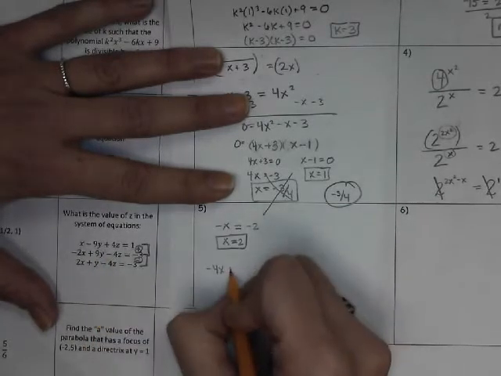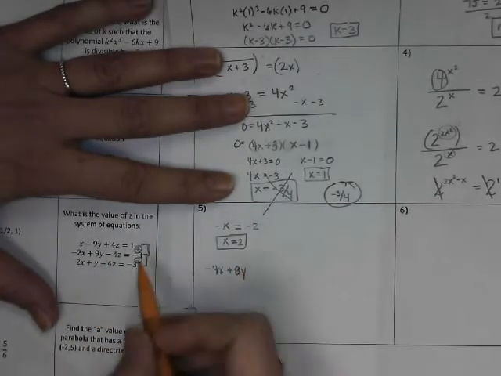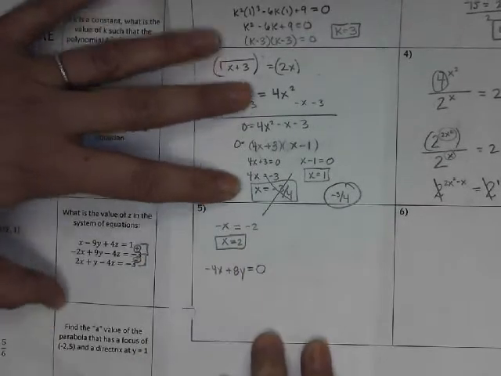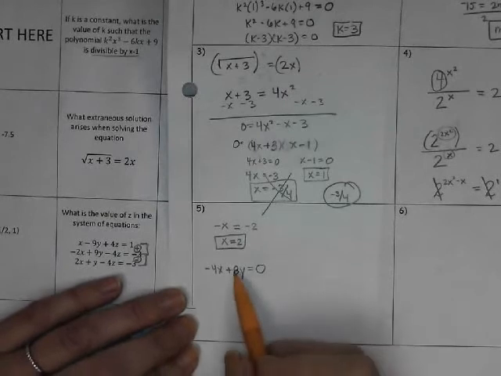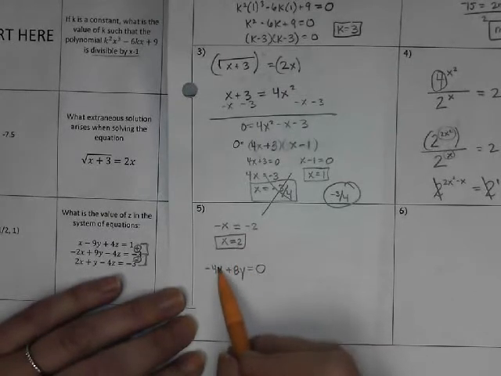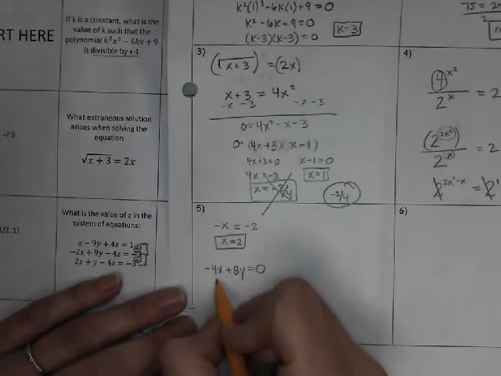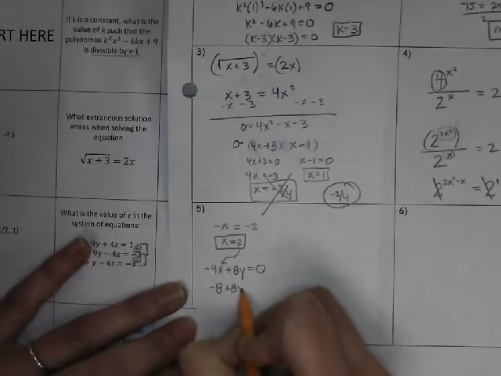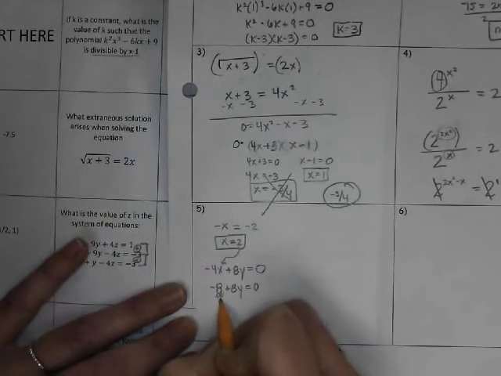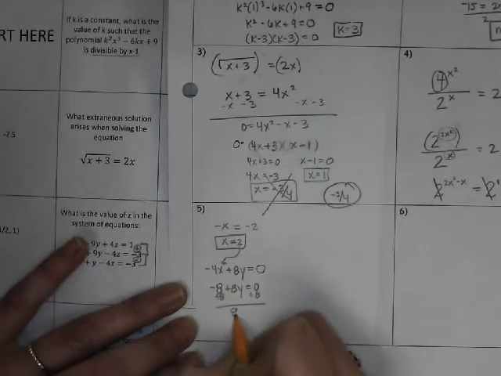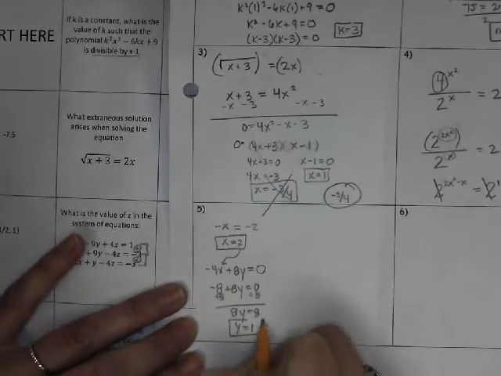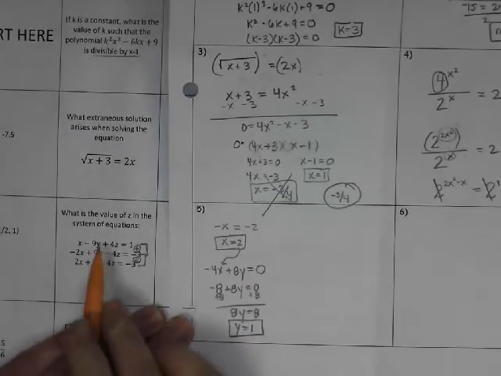9y minus y is 8y. And then negative 3 minus negative 3 is 0. So this is nice because we already know x. You know x is 2, so negative 4 times 2 is negative 8, plus 8y equals 0. Add this 8 over, solving for y. So y equals 1.